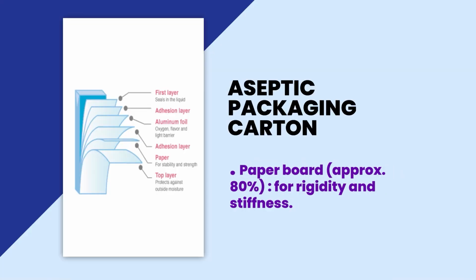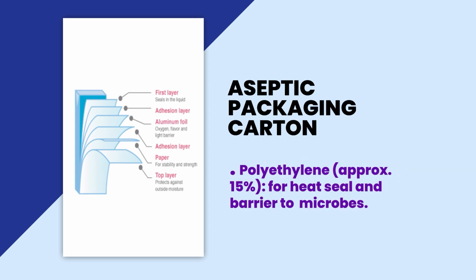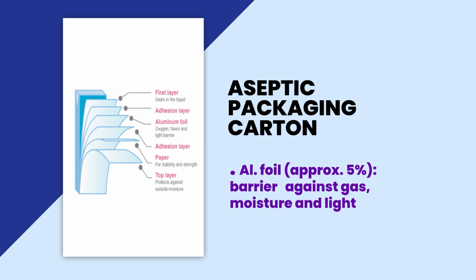So for that purpose, we can use the aseptic carton, which has different layers of paperboard, polyethylene and aluminum foil. Normally paperboard is used as 80% almost for that packaging material. That gives the rigidity and stiffness to the package. Then polyethylene, which is used around 15%, that is for heat seal and the barrier to microbes. And aluminum foil, which is used as 5% of the total packaging material, that gives the barrier against the gas, moisture and light. These aseptic cartons ensure the food safety, retain the nutrients and sensory quality of food, offer long shelf life without preservatives or refrigeration.